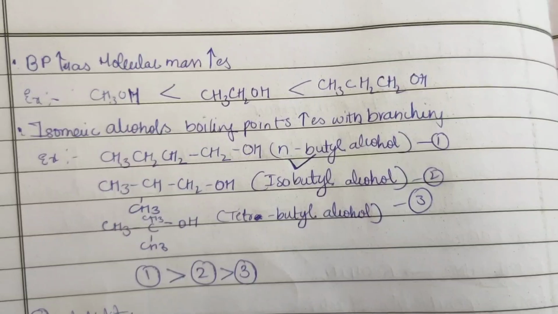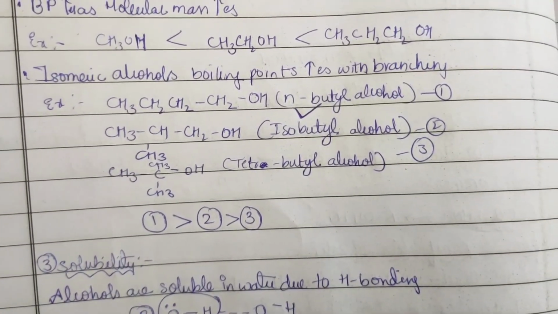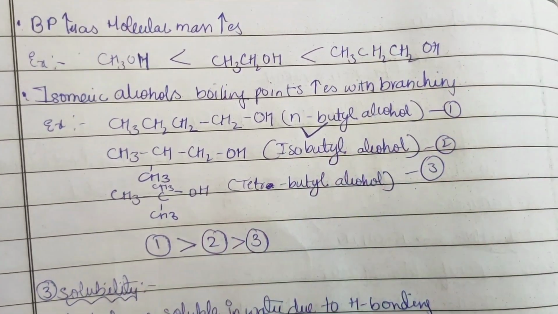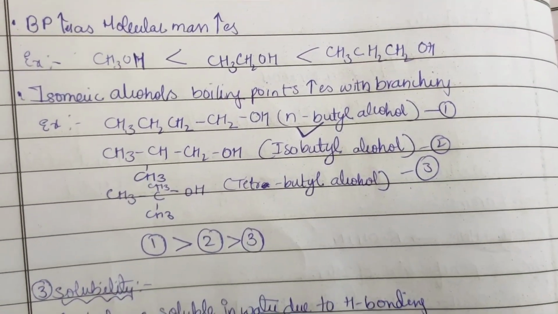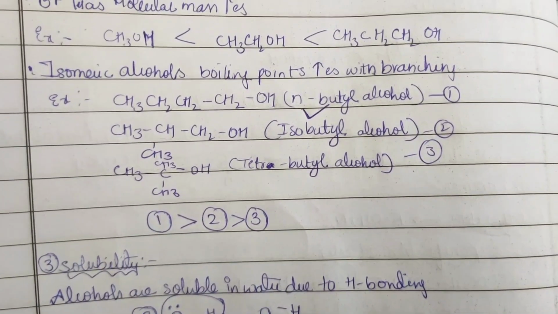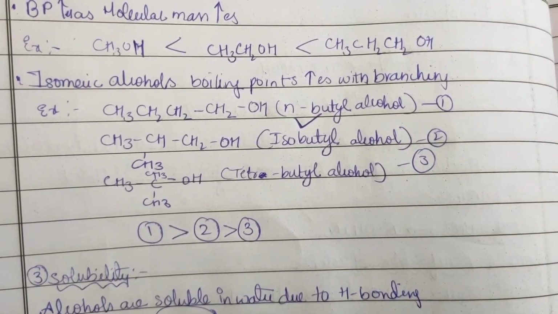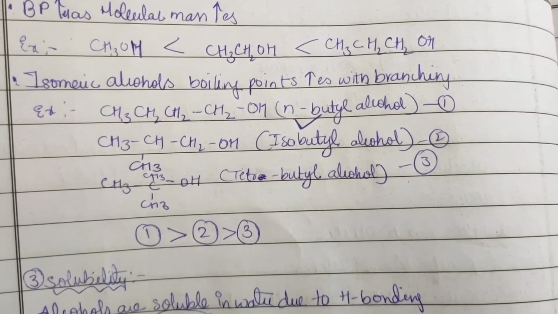Here you can see there are three examples: n-butyl alcohol, isobutyl alcohol, tertiary butyl alcohol. Here one is greater than two, which is greater than three. The first one has the least branching. So the order is first, then second, then third.